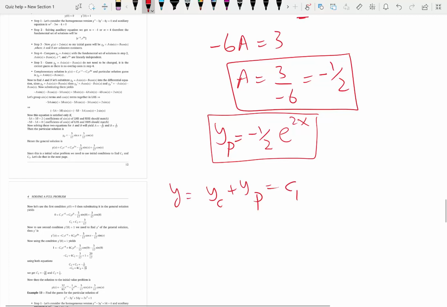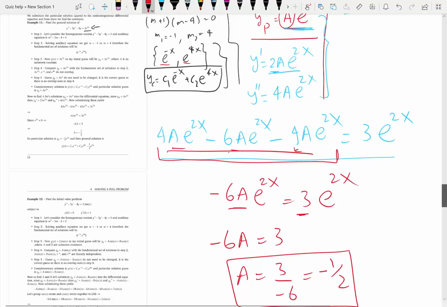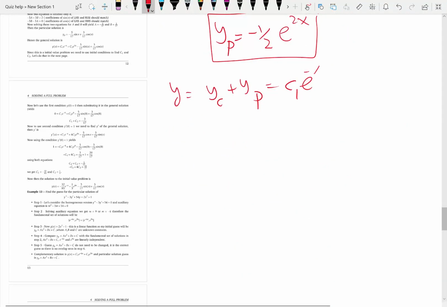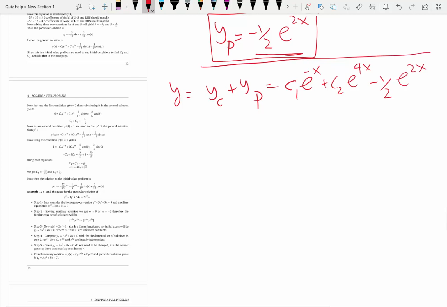So the complementary solution is c1, what was it? We saved it: c1 e to the negative x plus c2 e to the 4x. The particular solution is minus half e to the 2x. So this is the general solution for our non-homogeneous differential equation. So that is how we solve a full problem. We know how to find the guess. What you do after that is substitute the guess into the differential equation and find all the unknown coefficients in your guess using algebra. Okay, all right. See you in the next video doing more examples.